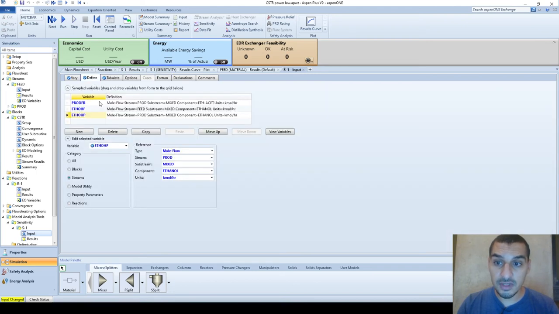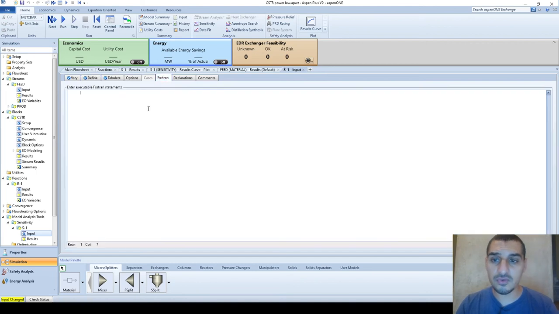in the define tab. So what I need to do now is go to the Fortran tab and type here that the conversion is the ethanol in the feed minus the ethanol in the product, divided by the ethanol in the feed. So this is all that I need to do.